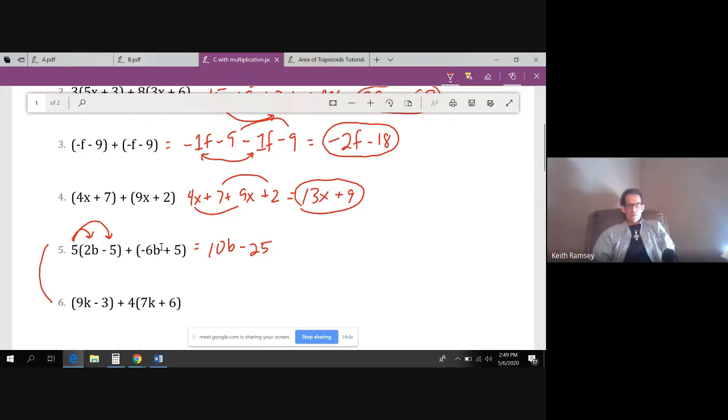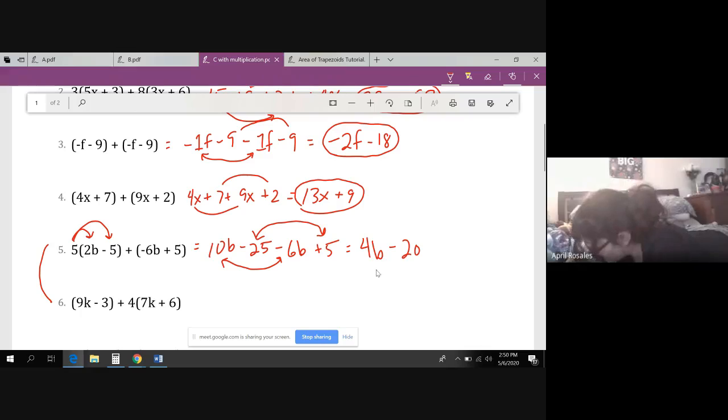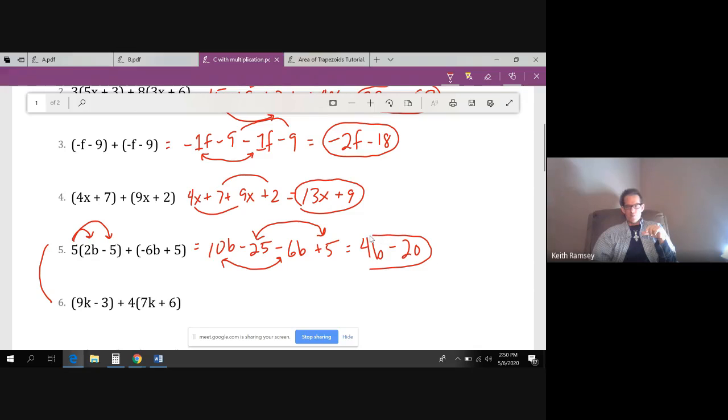And then I don't have to distribute anything for this. There's no number outside the parentheses. I'm just going to rewrite it. Minus 6b and plus 5. Then look for what goes together. So this has a b and negative 6 has a b. So 10 minus 6 is 4b. And the numbers that don't have a variable are this negative 25 and this positive 5. So if I put those together, I get negative 20. And that's all you got to do for number 5.